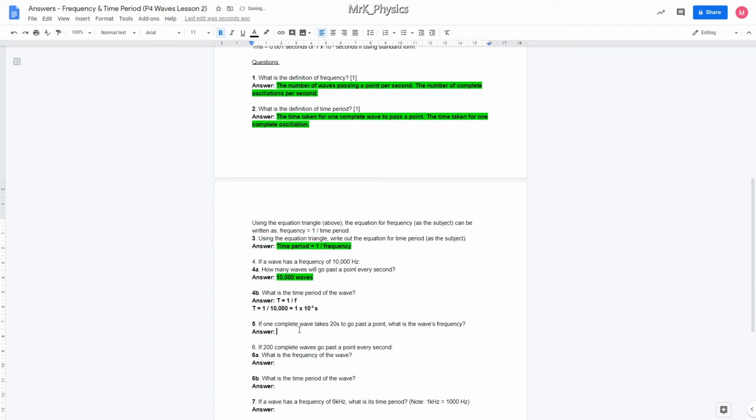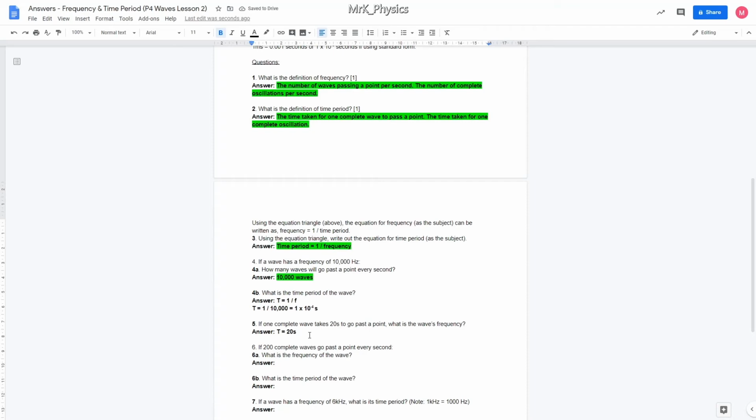If one complete wave takes 20 seconds to go past a point, what is the wave's frequency? So one wave takes 20 seconds. Think about, is that the frequency or the time period? So that will be the time period, which is the time taken for one complete wave to pass a point. So it takes 20 seconds to pass a point, meaning that our t, or time period, is 20 seconds.